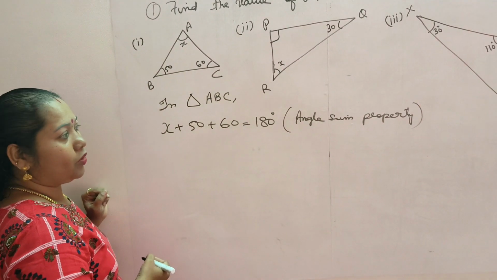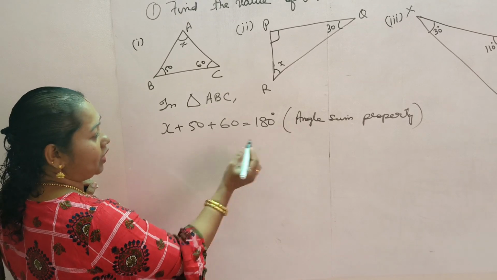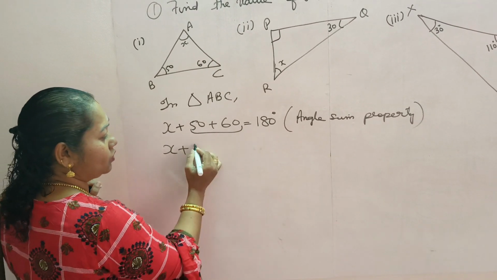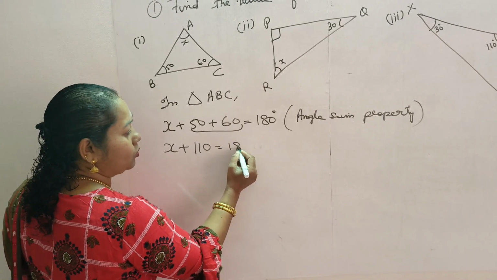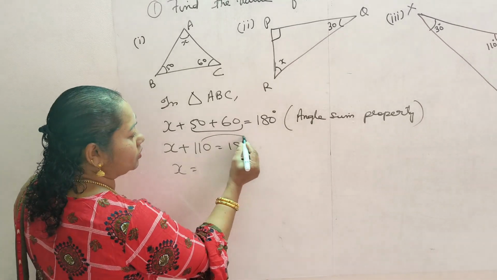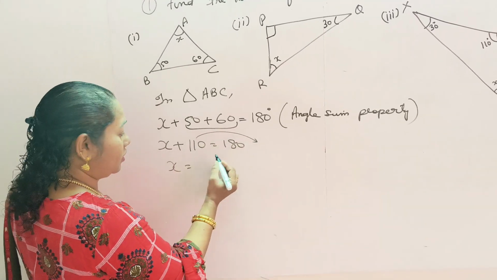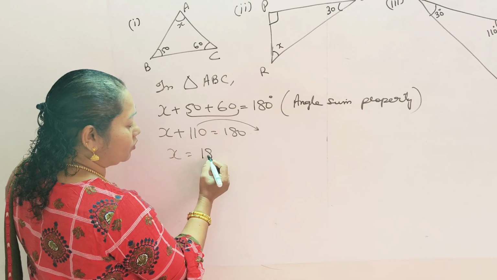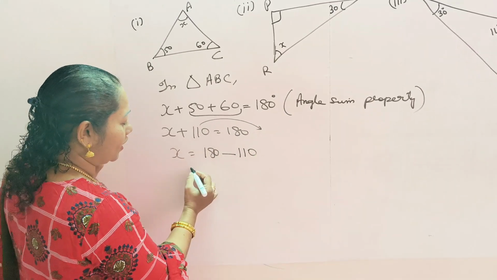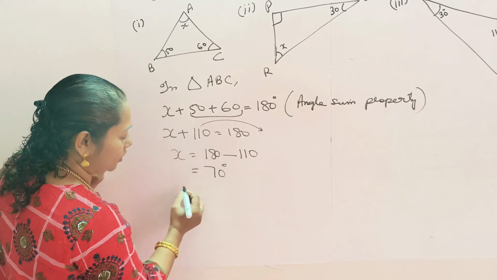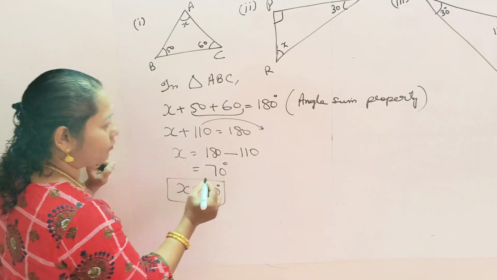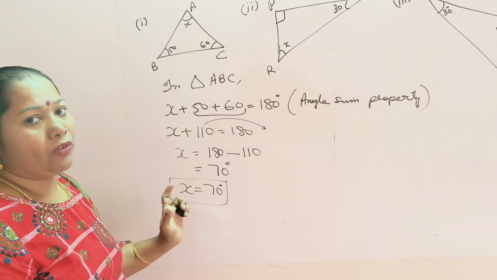Angle sum property. Okay. So x plus 50 plus 60, that is x plus the sum of the two, that is 110 degree, is equal to 180, right? Now x is equal to, this is crossing the equals, so it will change the sign. So already 180 is there, 180 minus 110 going to that side, that is 70 degree. So the value of x is 70 degree. Okay, this much only you have to do.